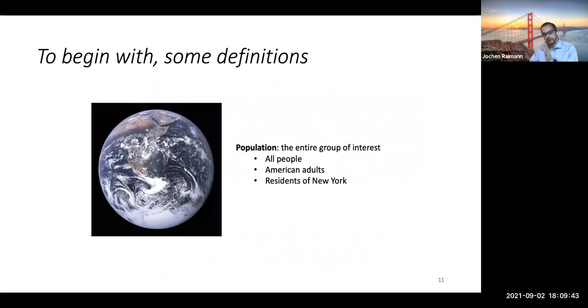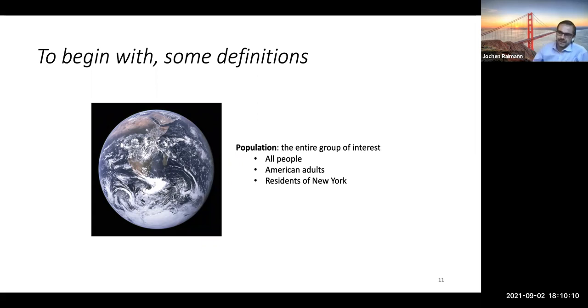Okay, but now let's stick with the basics. So we're coming back to definitions. As I said, you do statistics in samples. Why are you doing statistics in samples? Because you don't have access to the population. A population can essentially be every group of interest. It can be all people on the planet. It can be American adults. It can be residents of New York.